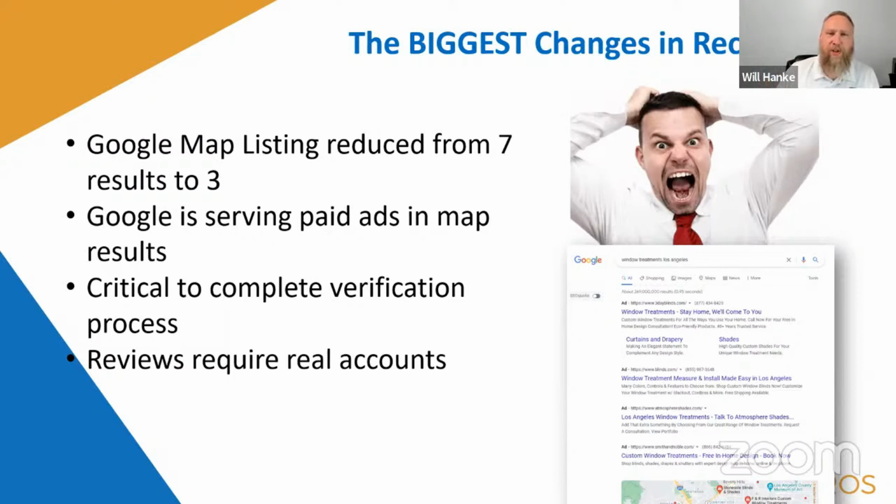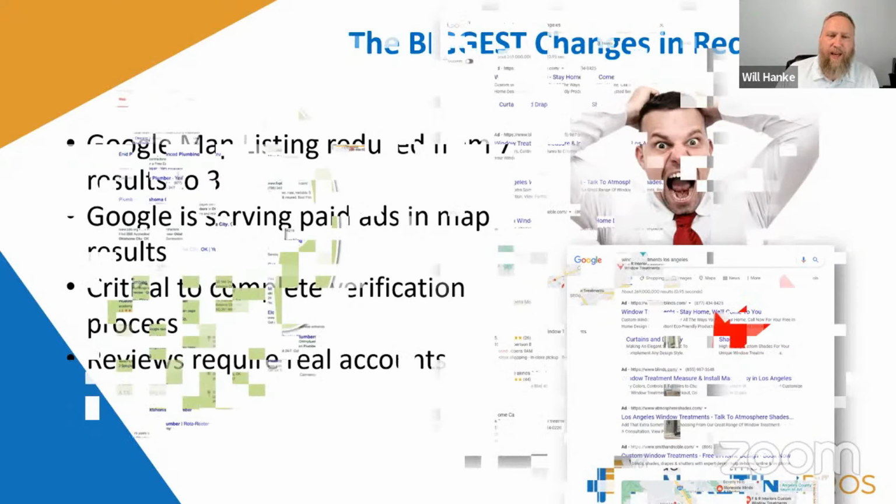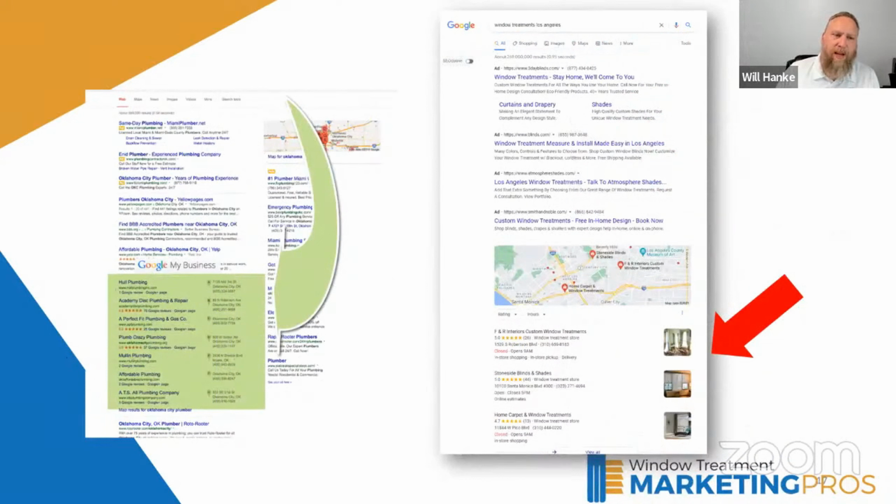It's critical to complete the verification process. We'll talk a little bit more about that in a bit. And all reviews now require real accounts. As I said, it used to be 7, there used to be quite a list. Now it's just 3 with a picture of a map. Sometimes it looks like this, sometimes it looks a little different. We'll be talking about that in a bit.